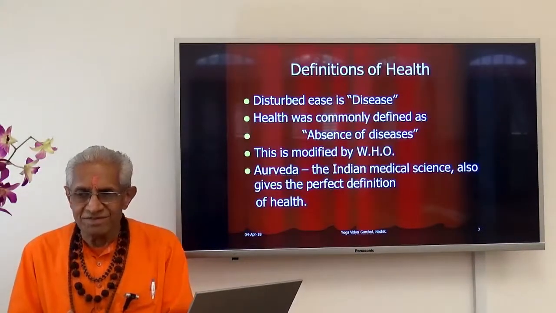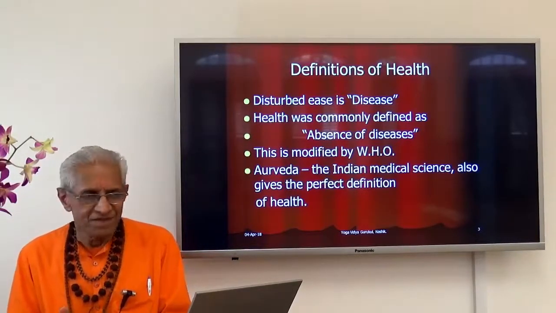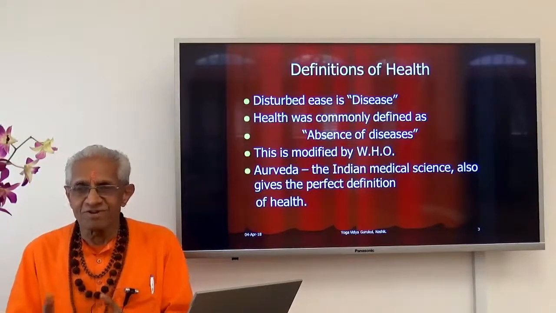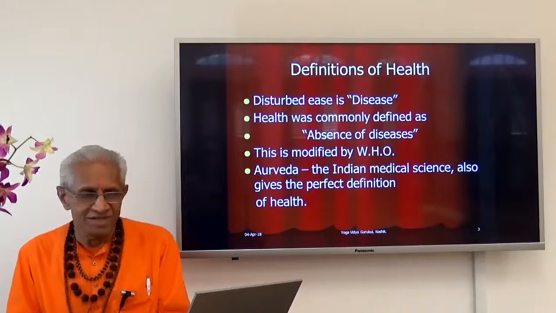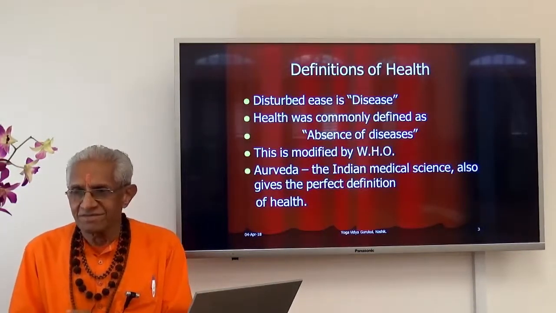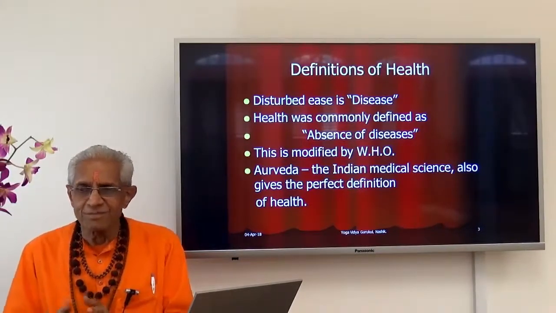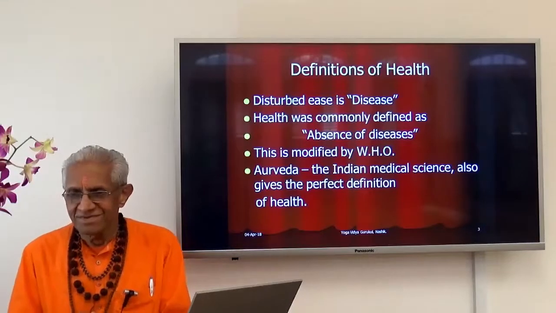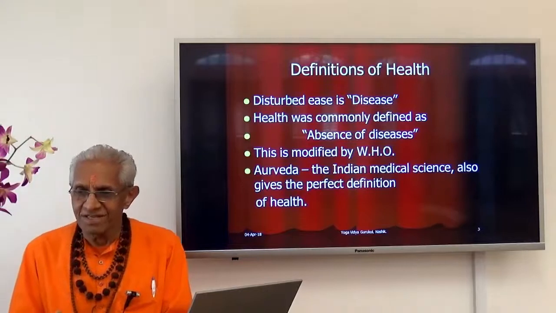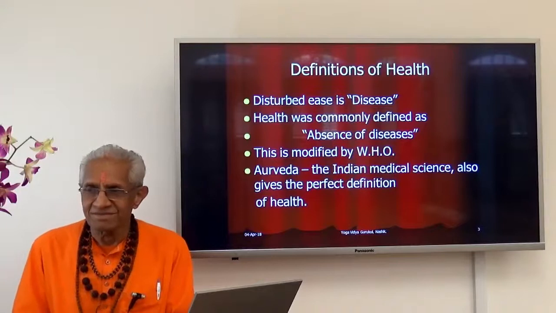So we'll start with the definition of health. What is health actually? Yes, health is a normal condition. But this is just a change of word. What exactly is the normal condition of the body? Previously, it was commonly defined as health is absence of disease. Even this was accepted by the World Health Organization many years back.